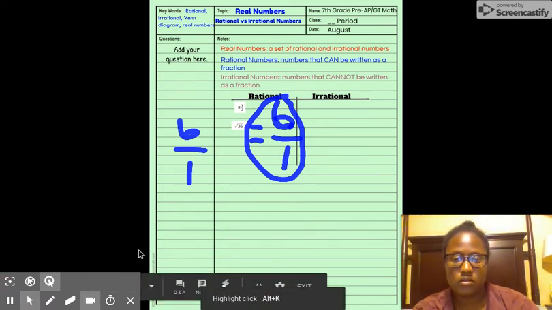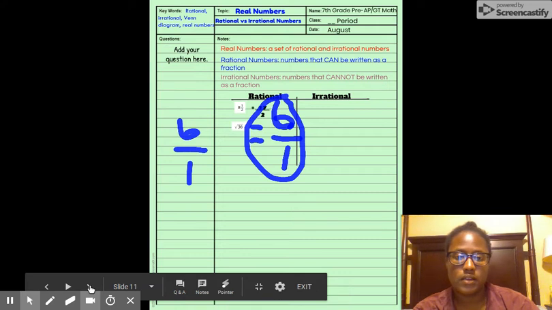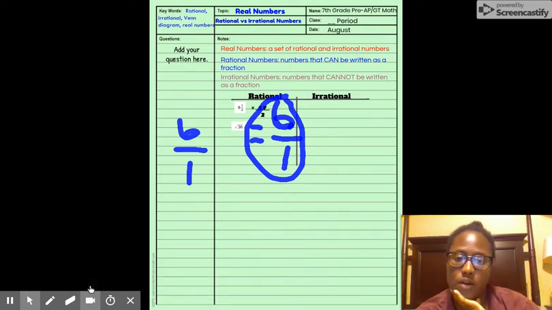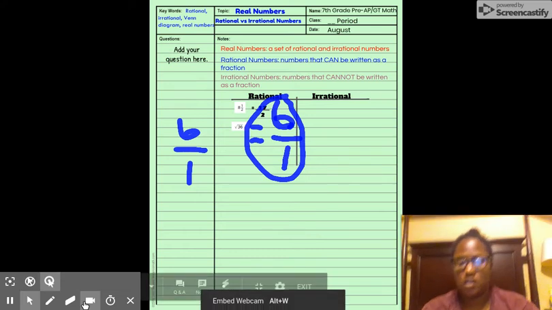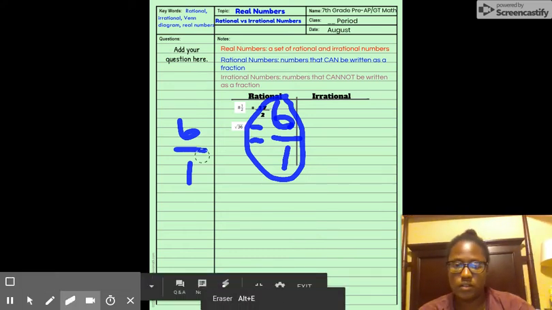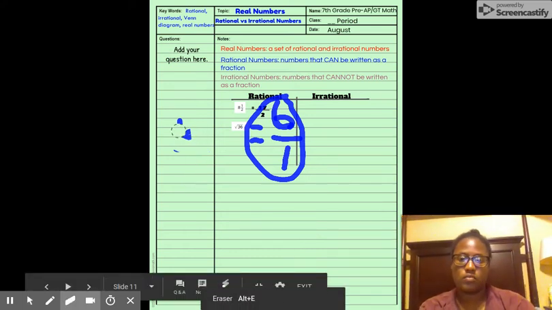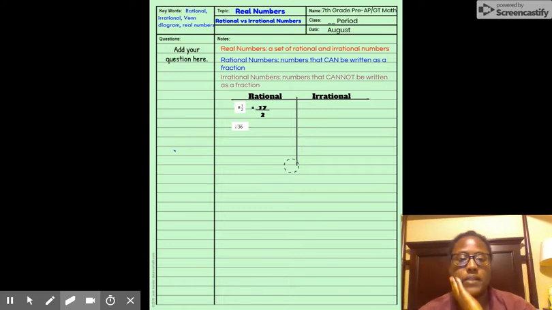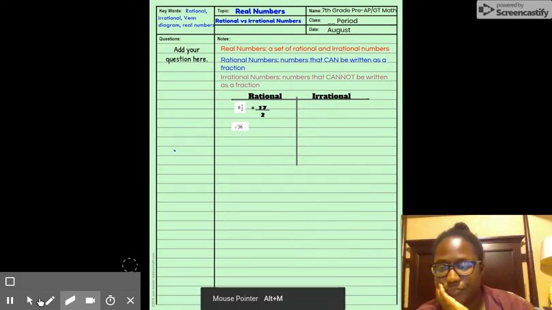Alrighty, going on to the next slide. Oh, so I already put that on there. So 8 and 1/2 can be written as 17 over 2. Let me erase that so that you guys can see that. Okay, so we already said that was 6 over 1. And then we talked about if I turn it into an improper fraction, it would be 17 over 2.